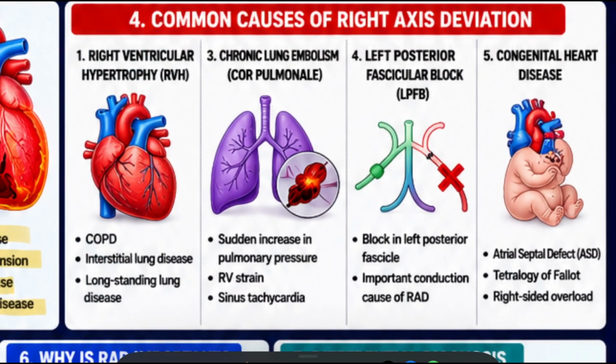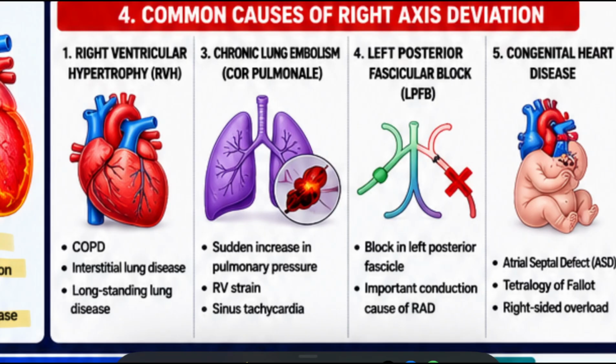So the common causes of right axis deviation. First of all, we can see right ventricular hypertrophy. In right ventricular hypertrophy, the right ventricle becomes thickened with more muscle mass. It creates more electrical activity, and the electrical axis shifts toward the right. The main causes are pulmonary hypertension, chronic obstructive pulmonary disease, interstitial lung diseases, long-standing lung disease, and congenital heart diseases.